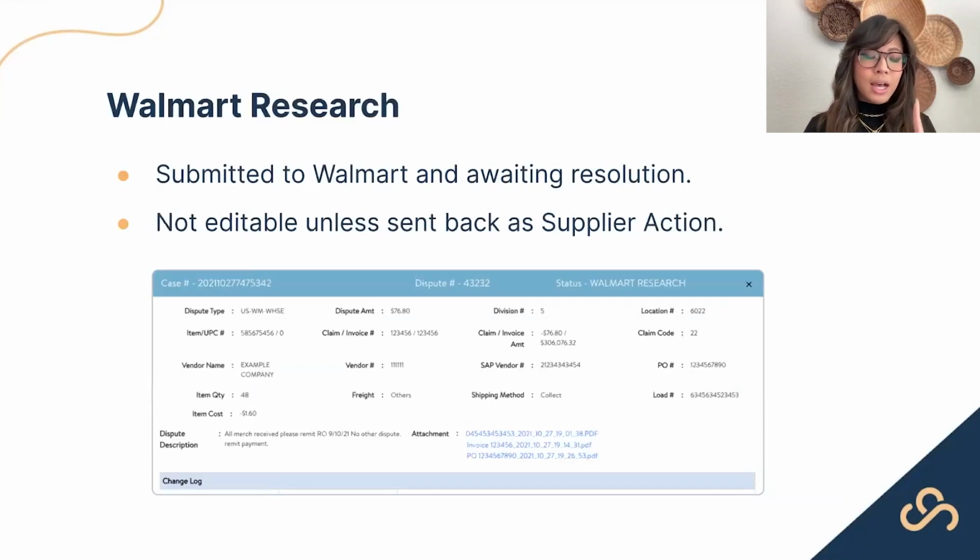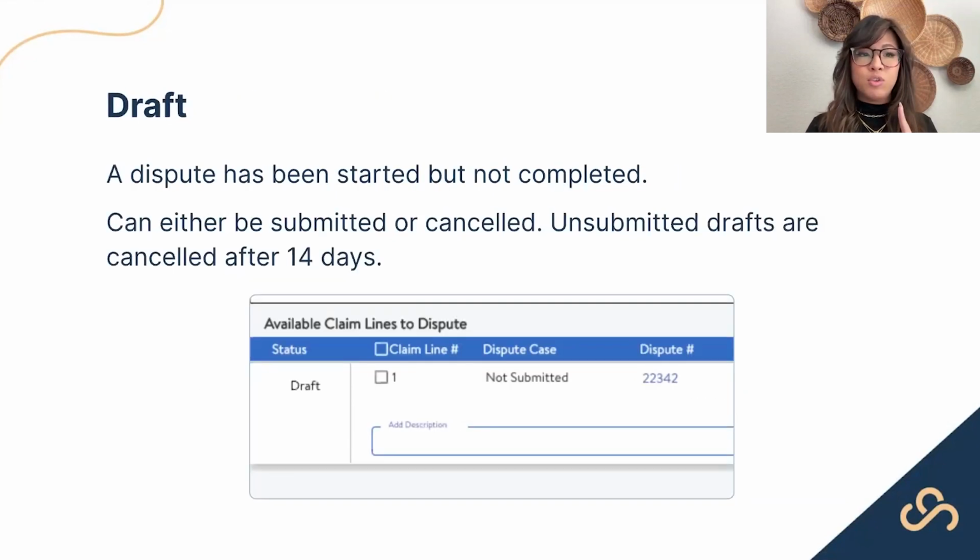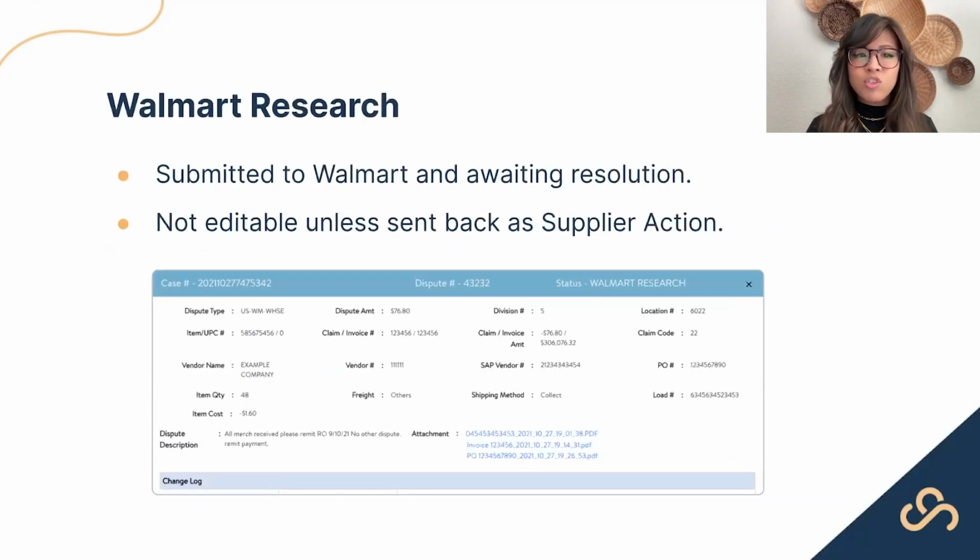Why I like to make the delineation between draft and Walmart research is because when a dispute enters Walmart research phase, you cannot touch it. You cannot edit it. You cannot add documentation. You can't do anything to it. So it is really, really important that you get your dispute right the first time, because what we hate to see happen is when you rush through and you submit stuff and maybe you forget to attach a POD or whatever it is.